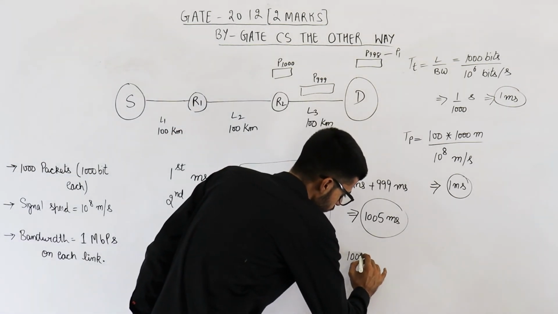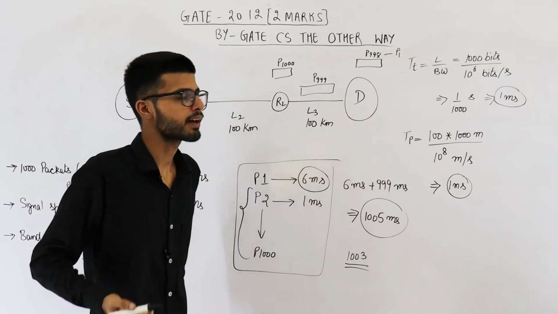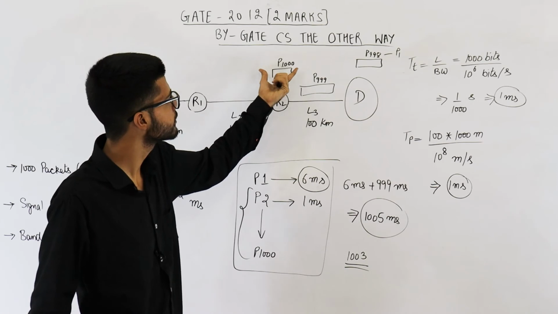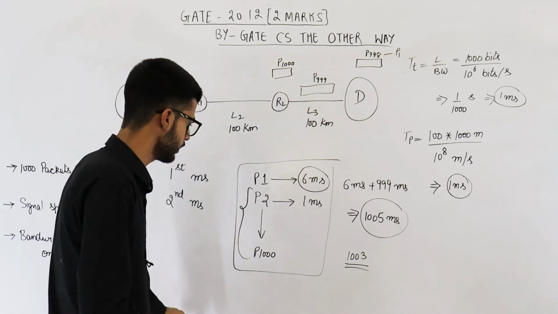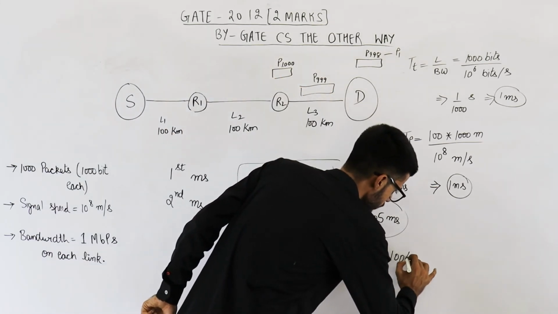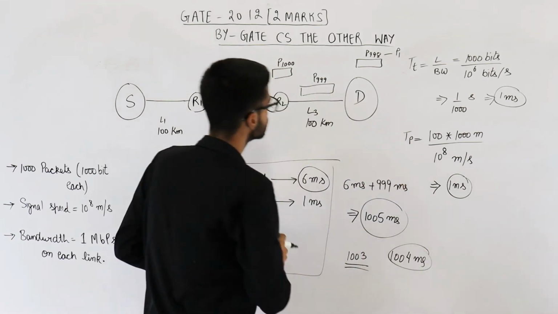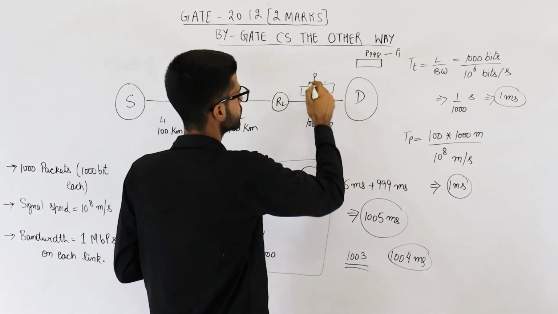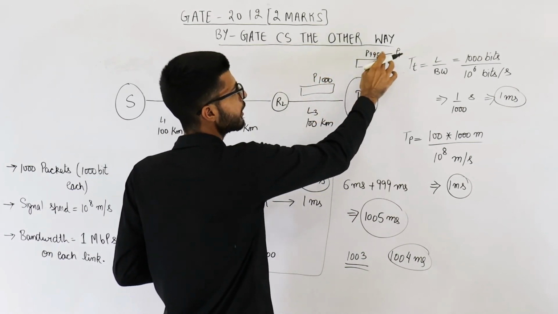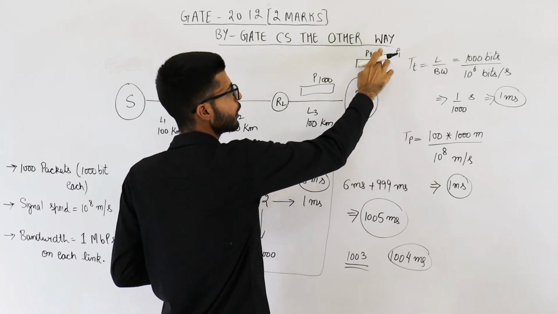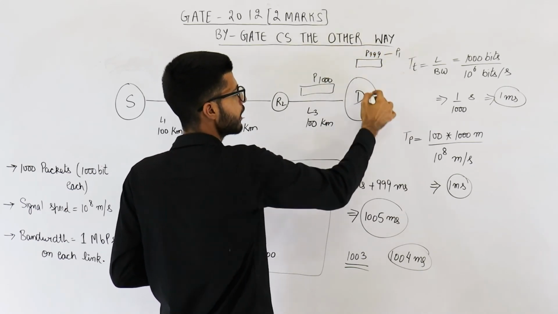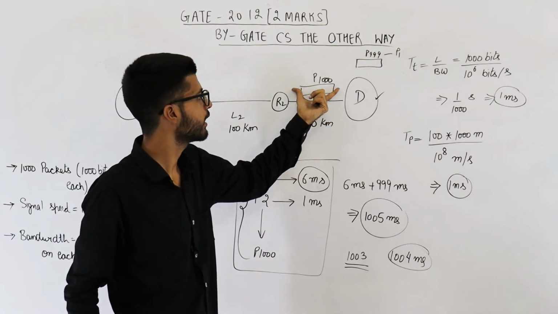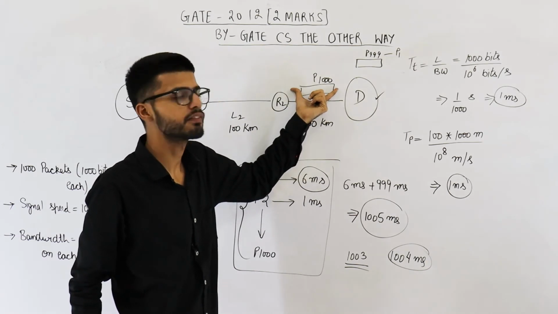So 1 millisecond will be required by this packet to reach this destination, and in that millisecond only P1000 will reach here. So at 1004 milliseconds, this packet will reach here, and all the packets starting from packet 1 to packet 999 are received, and one more additional millisecond will be required for the destination to receive the last packet.